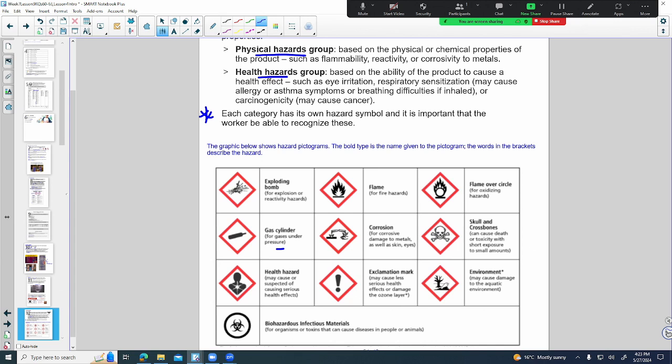The skull and crossbones, that can cause death or toxicity with short exposure to small amounts. This one we looked at earlier, it's the health hazard, may cause or suspected of causing serious health effects. The exclamation mark means may cause less serious health effects or damage the ozone layer. This picture shows a tree, and fish and water is environment, may cause damage to aquatic environment. And finally, the last one is biohazardous infectious materials for organisms or toxins that can cause diseases in people or animals.